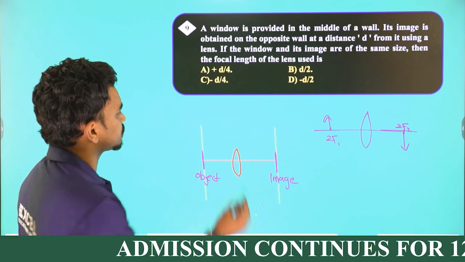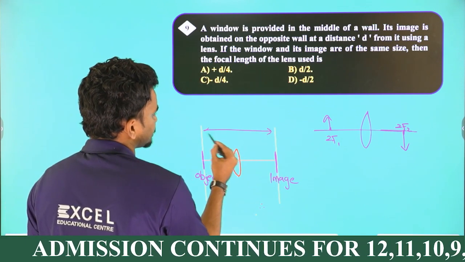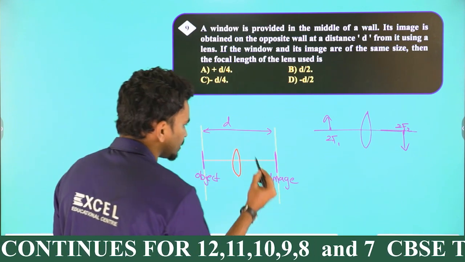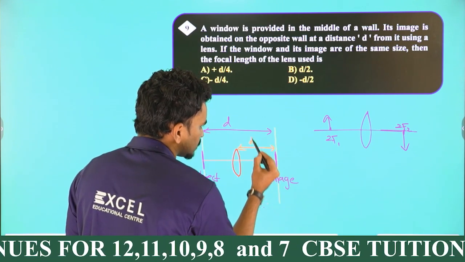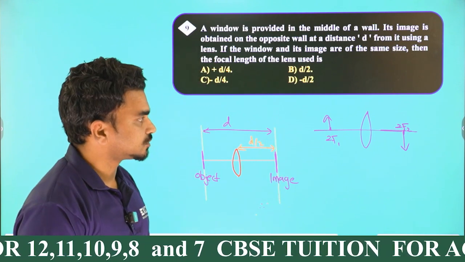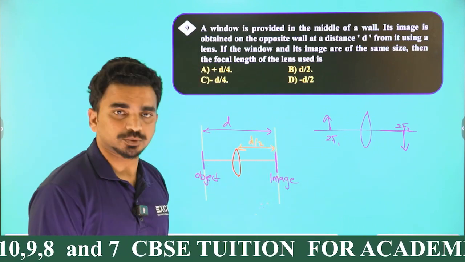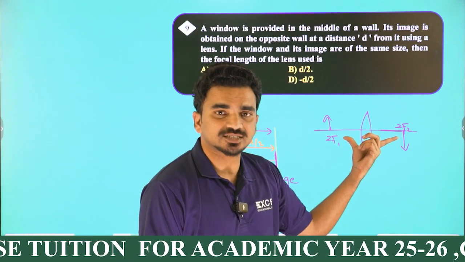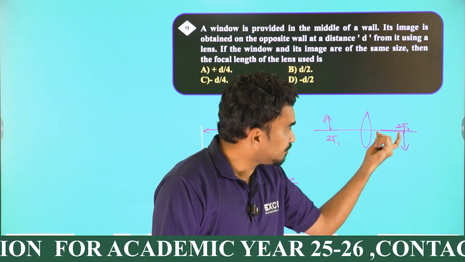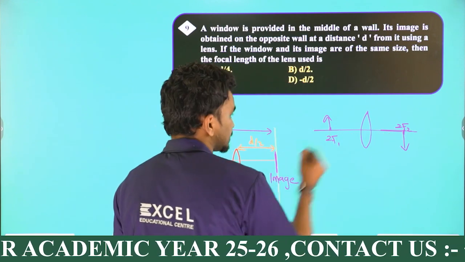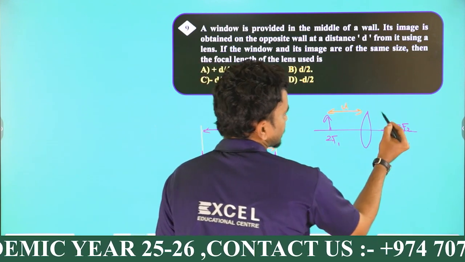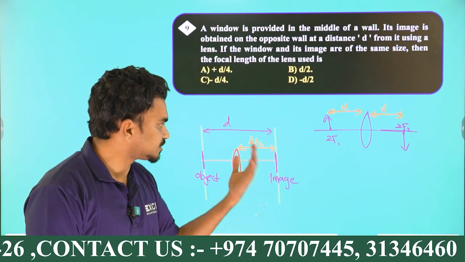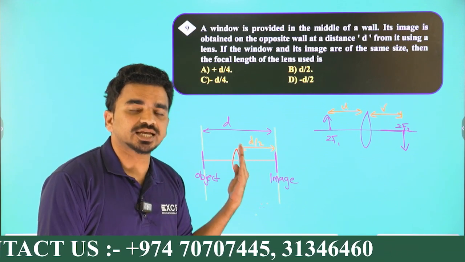What they have given here is the total distance as d. The question is asking what the focal length is. If the total distance is d, then what will be this distance? d by 2, right? Only then could this be achieved, right? The lens has to be exactly in the middle, because object and image size are the same, which means object distance and image distance are also the same. So to get that, you have to keep the lens exactly at the middle.